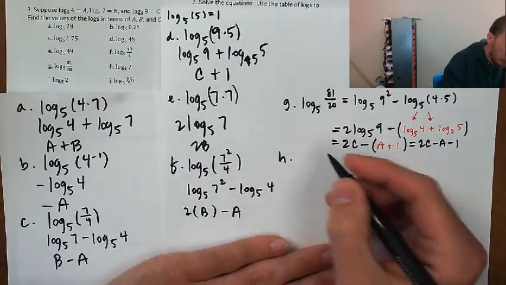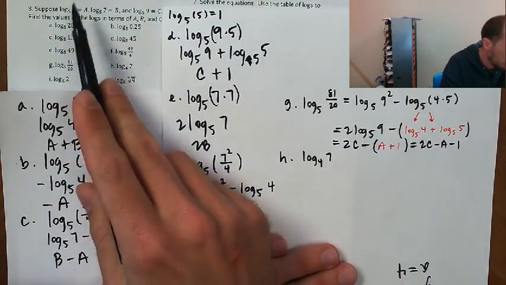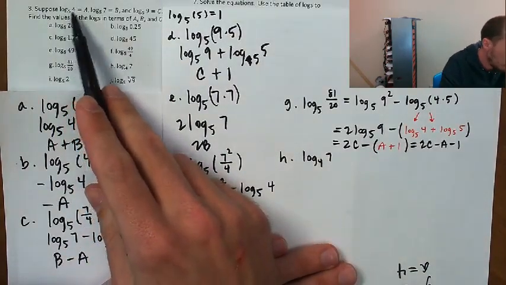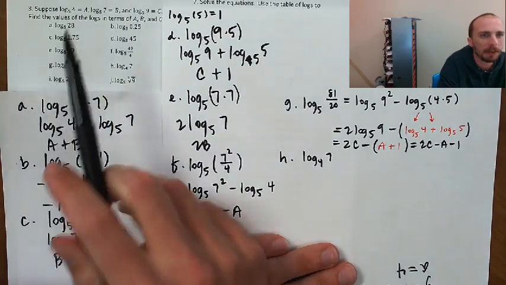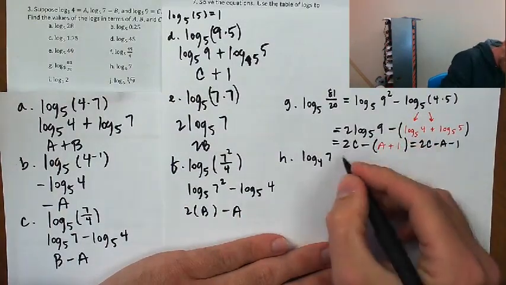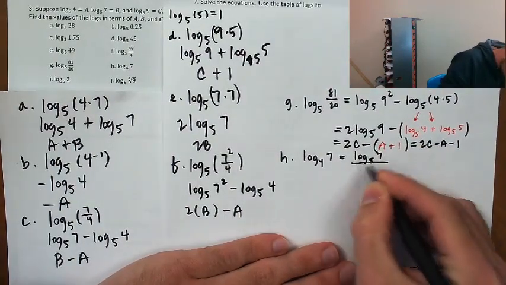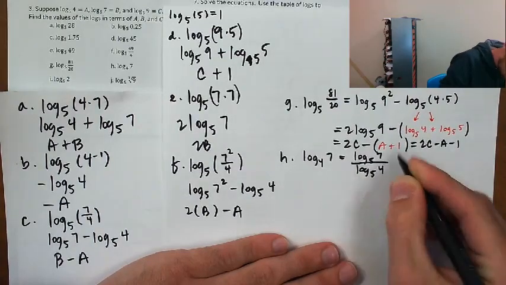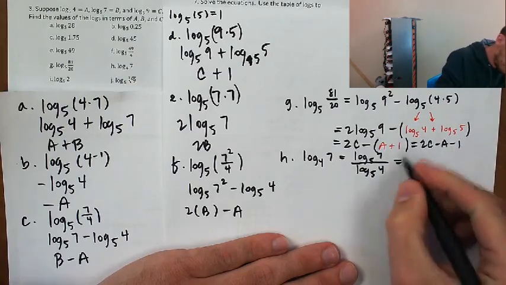H, I think it gets a lot easier after those. Log base 4 of 7. Wait a second, was this a typo? It was not, right? We only have logs with base 5, but 4 and 7, I have both of these. So we're going to use the change of base formula. We're going to change to log base 5 of 7 divided by log base 5 of 4. And that will be b divided by a.